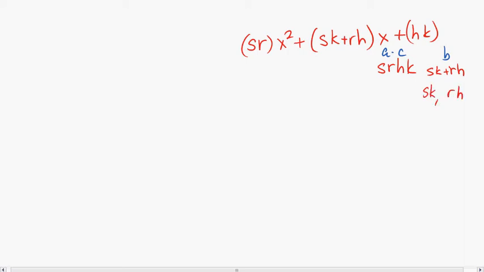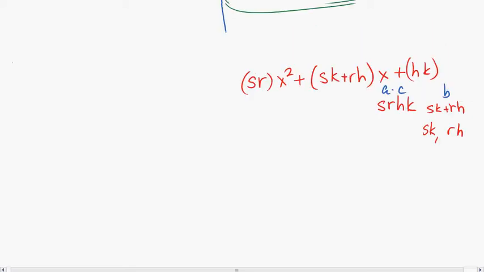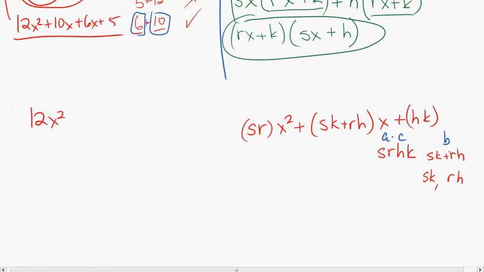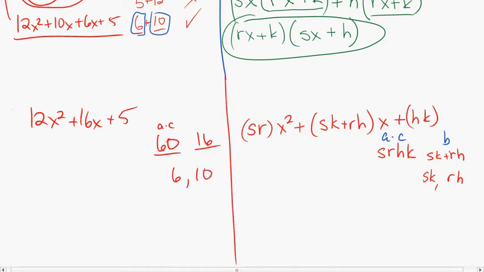So looking at our specific case again, what was the original problem? I believe it was 12x squared plus 16x plus 5. I'm not doing anything differently, right? I'm looking for numbers that multiply to 60, which is a times c, and add to 16. And again, it's the same numbers, 6 and 10. But what I'm going to do differently here is the way I group them.